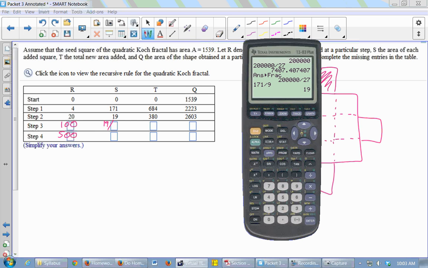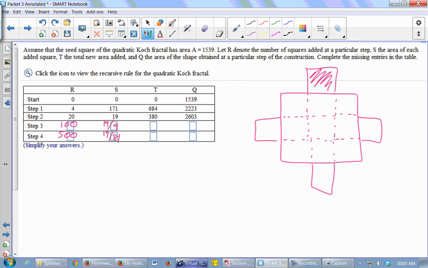So then we keep dividing by 9. 19 is prime, so we'll just write 19/9. And then 1/9 of 19/9 is 19 over 81. And then T is the total area added on. So S was the area of just a single square that I added on, and then you just have to multiply by the number that you added. Okay, so I have the area of this guy, but I added 4 of them. So I have to multiply 4 times 171 to get the 684. That's how much area I added on to the original square.